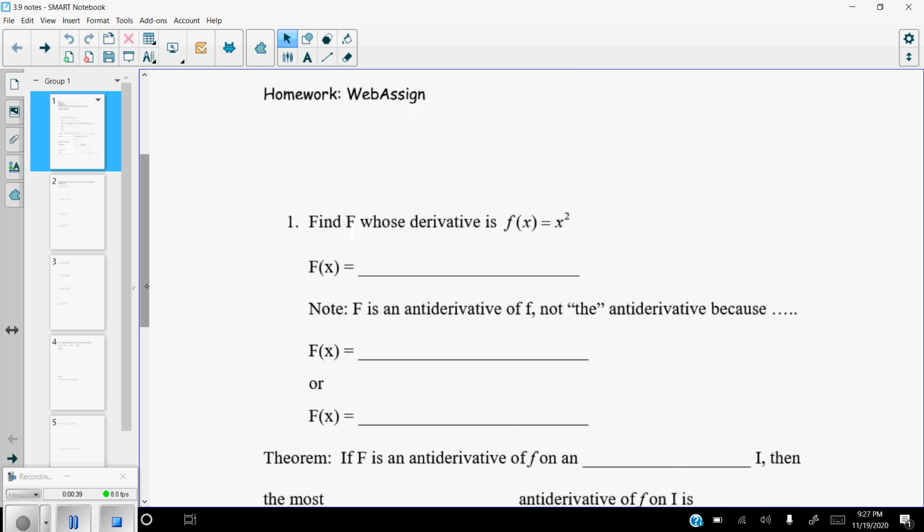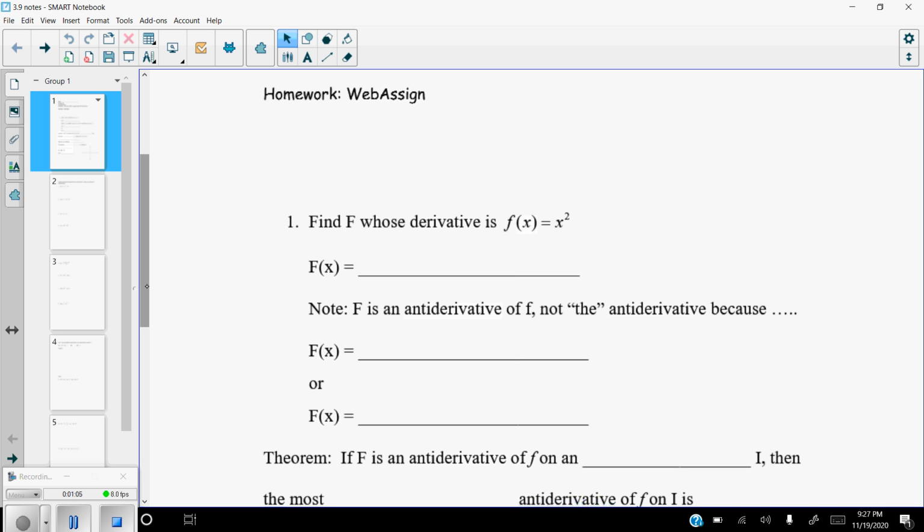Really, this is probably one of the easier lessons that we do all year, so you probably will like this one. So the first thing is find F whose derivative is lowercase f of x equals x squared. Or in other words, what would the function have to have been for me to get x squared as a derivative? And you might have to think about that one for a little bit.